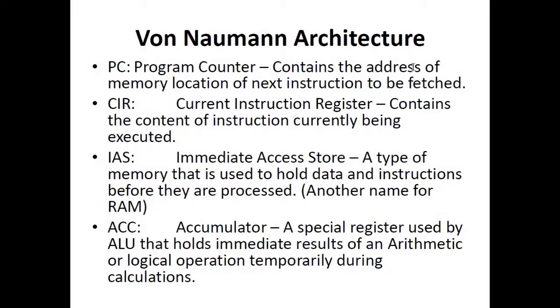PC, Program Counter, contains the address of memory location of next instruction to be fetched. CIR, Current Instruction Register. It contains the content of instruction currently being executed. IAS, Immediate Access Store, a type of memory or register that is used to hold data and instructions before they are processed. This is another name for RAM. ACC, Accumulator, a special register used by ALU that holds immediate results from an arithmetic or logical operation temporarily during calculations.